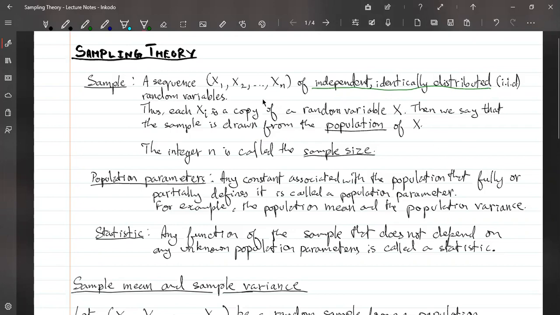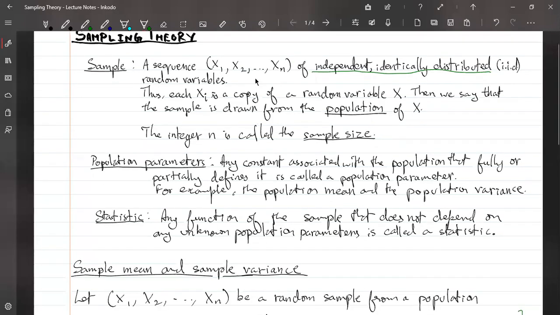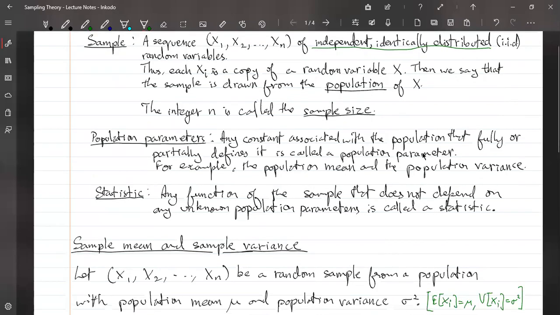So independent in the technical sense, where if you find the joint PDF of this as an n-dimensional random variable, it is exactly the product of the individual PDFs, all of which are basically the PDF of x itself. Only that you have x1, x2, etc. So you get n different variables. So that is independent sample, and the number of items in the sample is called the sample size.